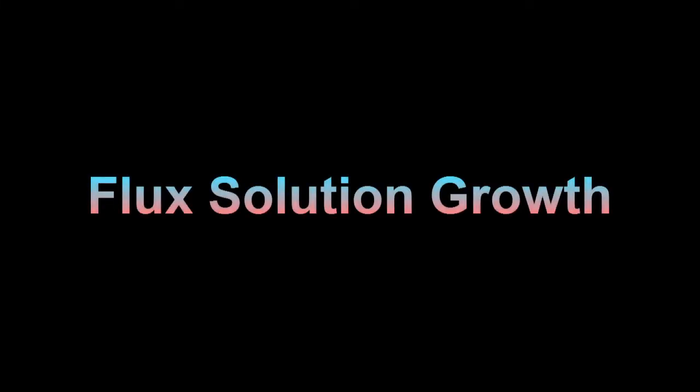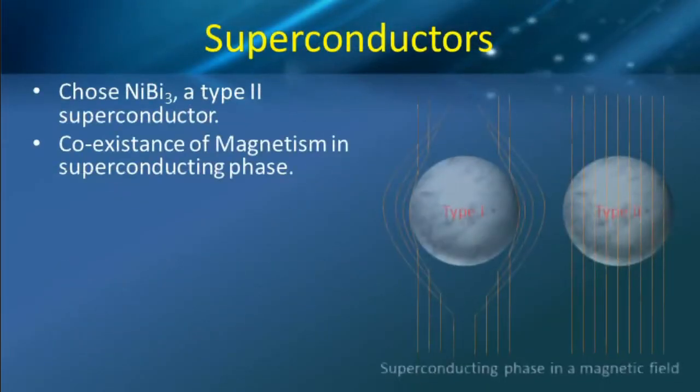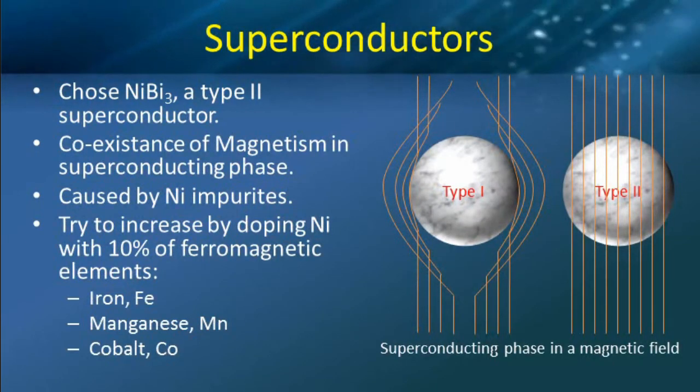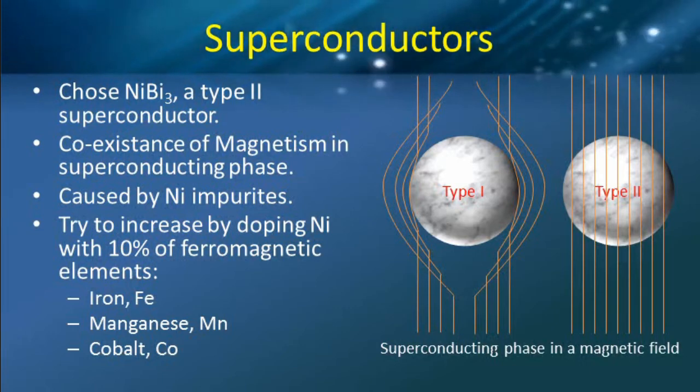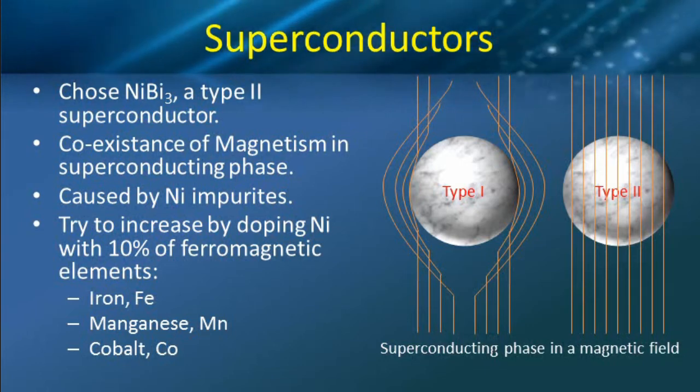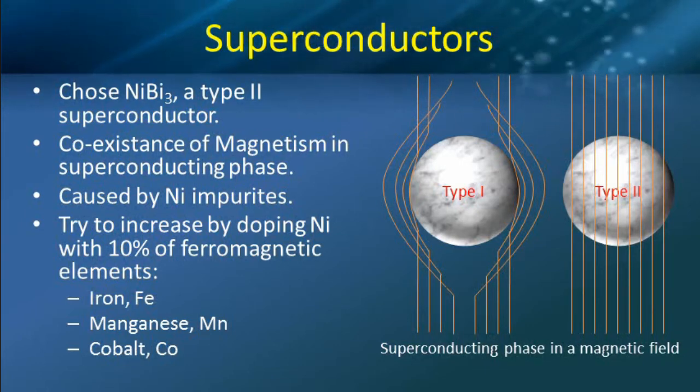In my experiment, I produced crystals of nickel-bismuth-3, found to have coexistence of magnetism in the superconducting phase by researchers in the Universidad Autónoma in Madrid. Its coexistence was found to be caused by amorphous nickel impurities. I want to try and increase this magnetic phase by doping the superconductor with ferromagnetic elements: iron, manganese, and cobalt.